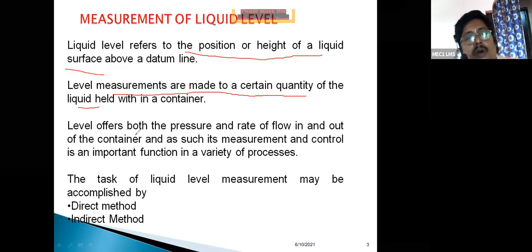Level depends on both the pressure and the rate of flow in and out. That means the level mainly depends upon the pressure and the rate of flow. For example, in a water tank, water is filling through some pipeline into the tank. That is the rate of flow in. Take our household appliances.